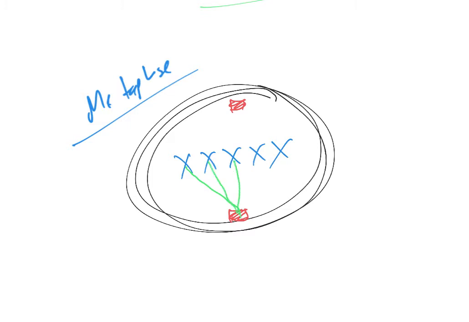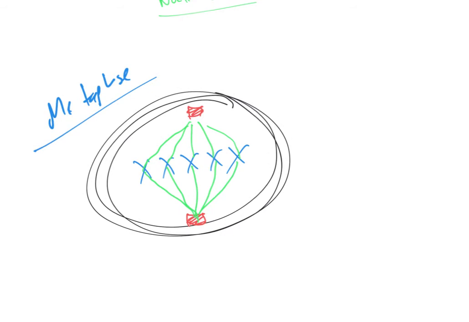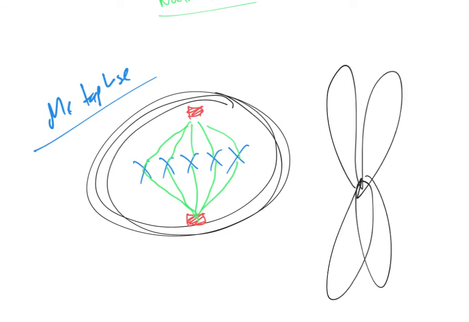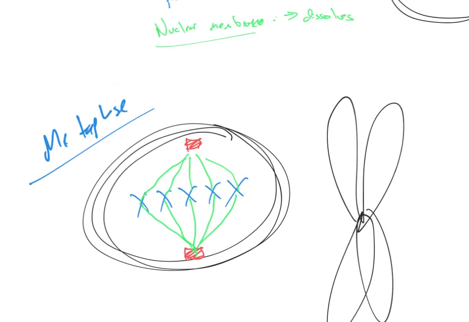And the spindles are attached to the centromere of the chromosome. Real quickly, here's my chromosome. Each half of the chromosome is called a sister chromatid.